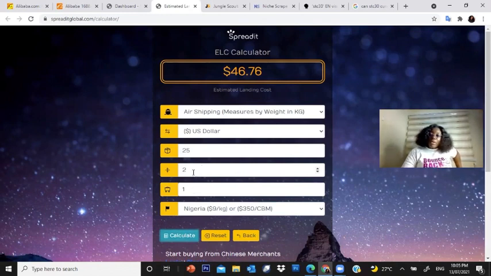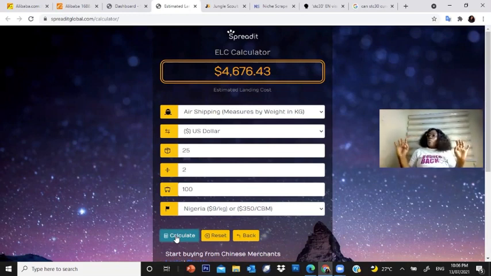Now I'll go back to $25, and what if we're buying 100? 25 times 100, we already know it is $2,500. But this one is now going to be $4,676. So, an extra $2,000 added to the initial cost. Do you understand what I'm saying? You need to use the calculator to give you an idea. Imagine you're going to pay an extra $2,000 when you bought product worth $2,500.